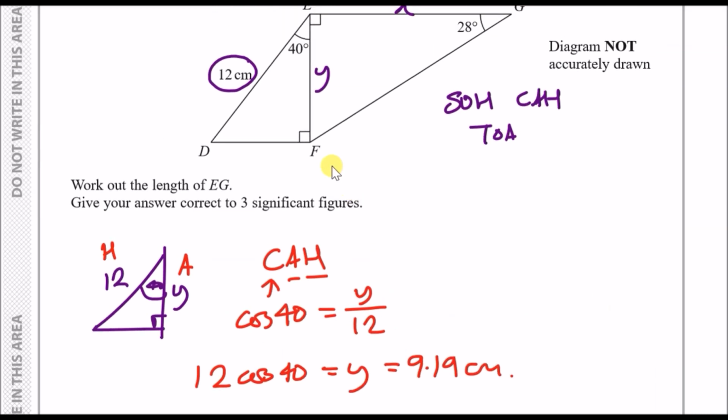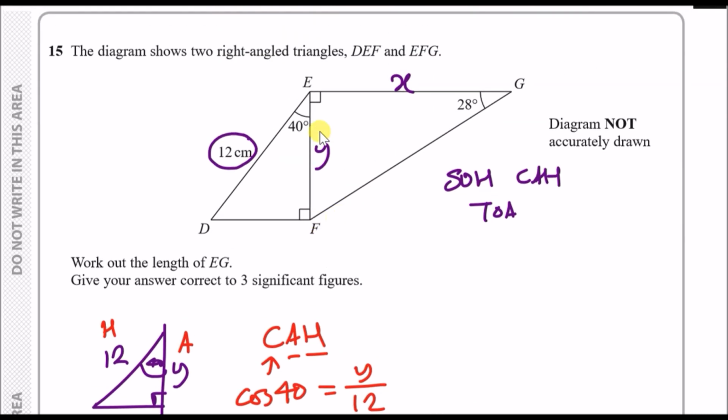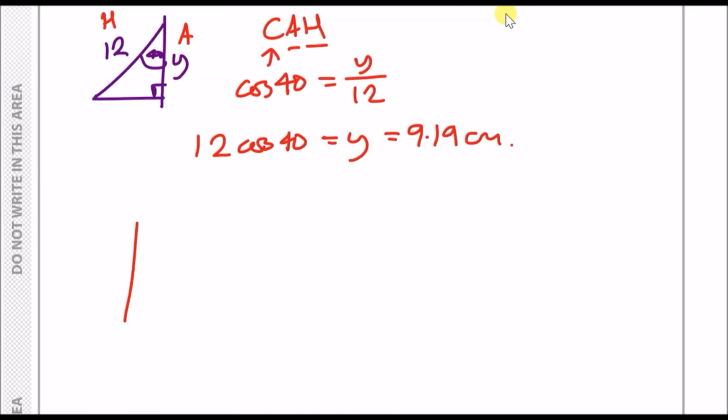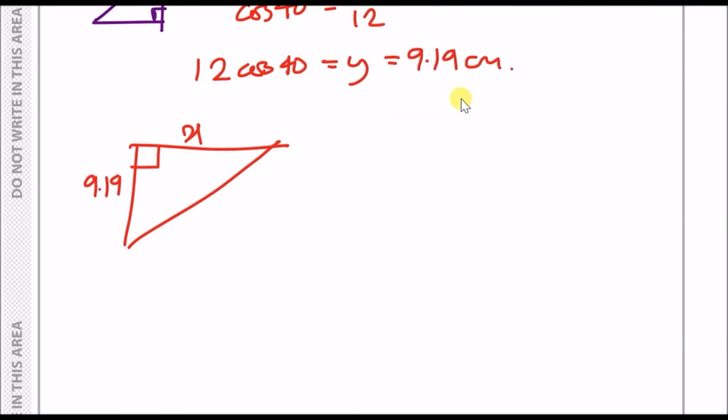Okay, so that's our Y done. Now, what we can do is redraw the second triangle and update the value of Y. So redrawing it here, you're going to have 9.19 here, you got X here, you got a right angle there, and you got an angle of 28 on the corner.